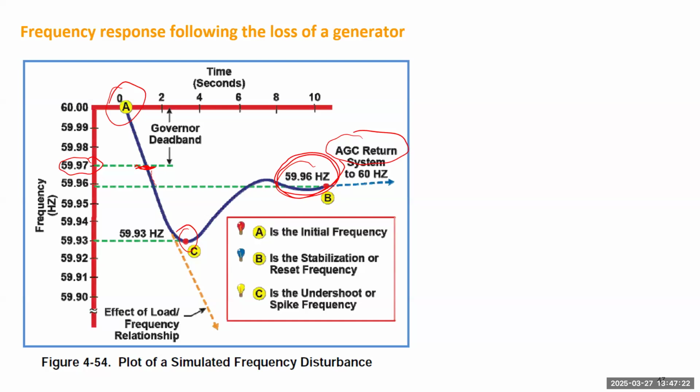So there are three steps. The first step is just the frequency declining due to the change of generation and load, following a slope, so the behavior is almost like a straight line. Beyond the deadband, this line will be curved to reach the minimal frequency and then recover, but it doesn't go back to 60 Hertz. And then the AGC will try to change the set point to bring the frequency back.